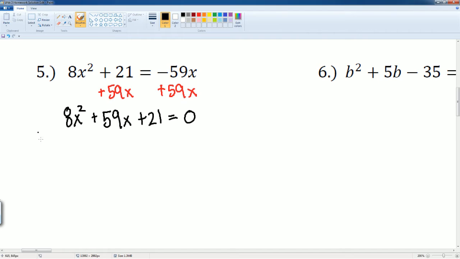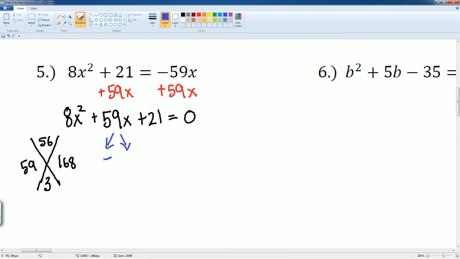What we can do is use the x method to split this into 4 terms. So 8 times 21. The numbers we're looking for have to multiply to make 168. How I get that is, remember, it's 8 times 21. That is how I get the number 168. Then they have to add up to 59. This is very difficult if you don't know your multiplications. You could try different ones, and I worked it out to be 56 and 3.